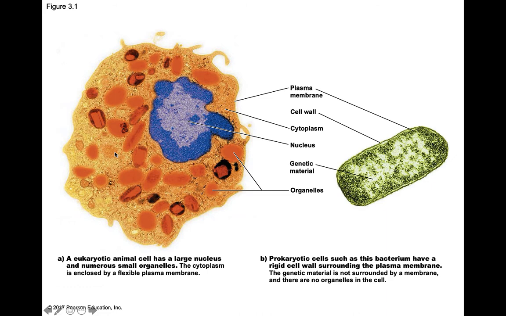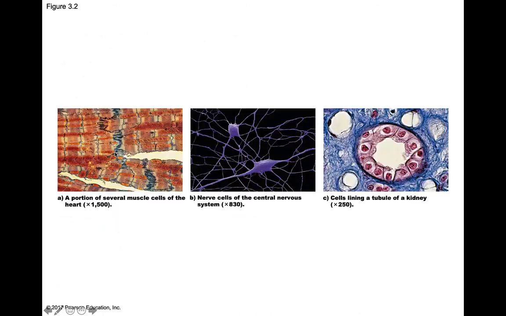and the genetic material is actually dispersed. It's not contained in any given single area as it is within the nucleus of the eukaryotic or animal cell.